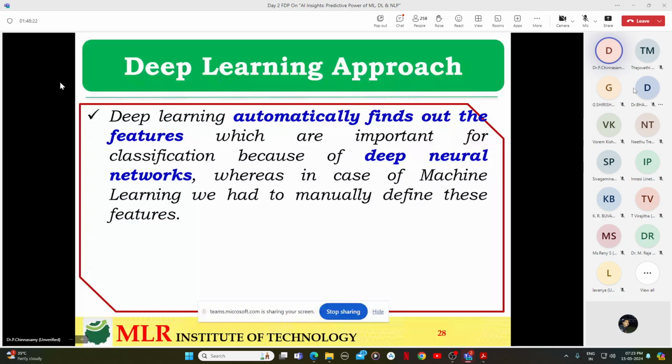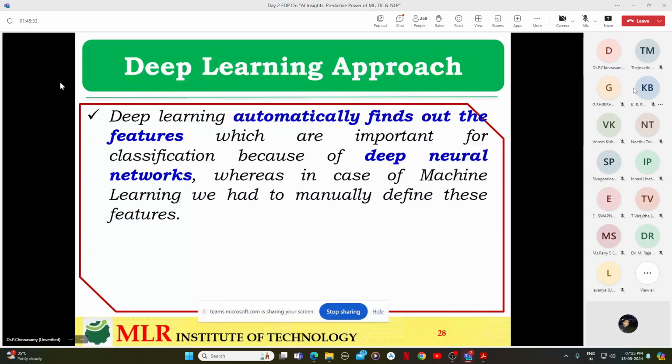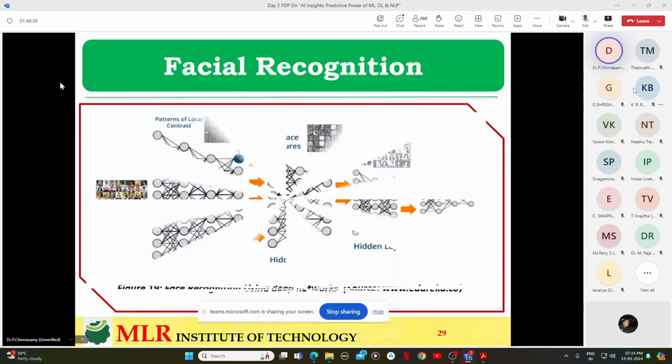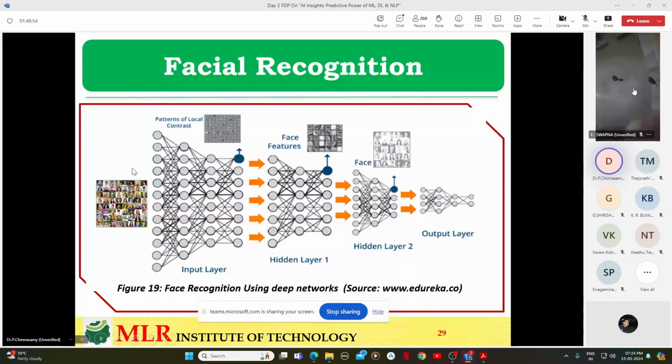So it is the same application, but we have different approaches for two different technologies. One is ML and another one is DL, right? So let's have a small architecture now. Here you can see I'm feeding input as a group photo of my colleagues or my school life. Then it feeds these images into the input layers.